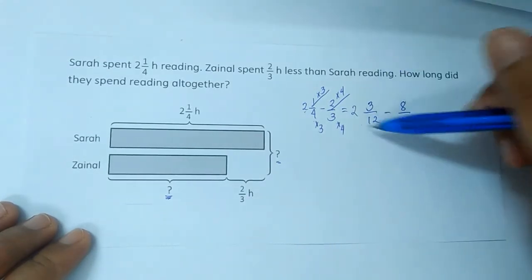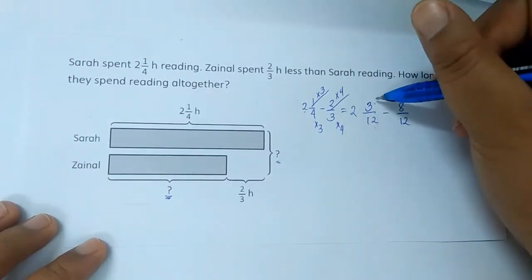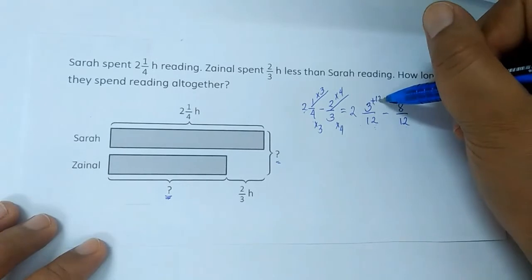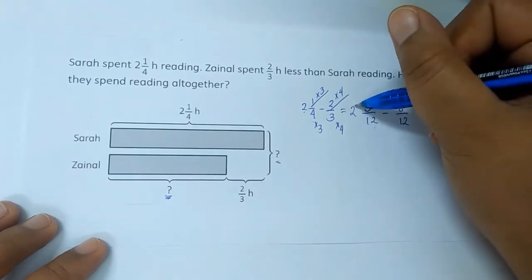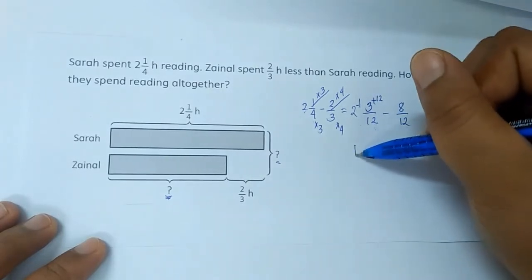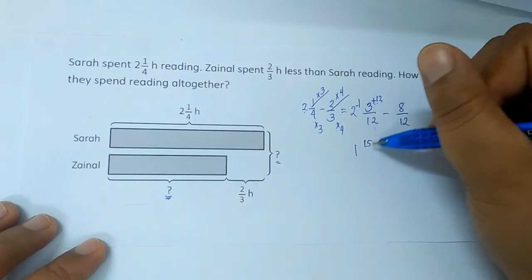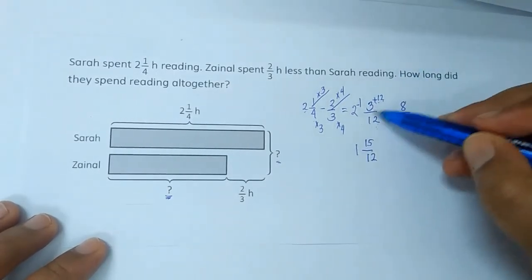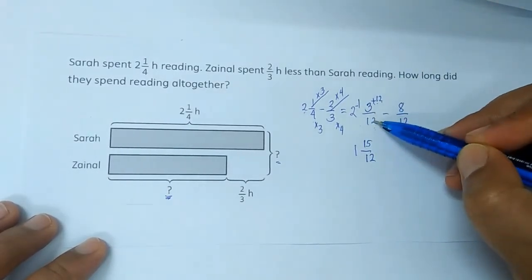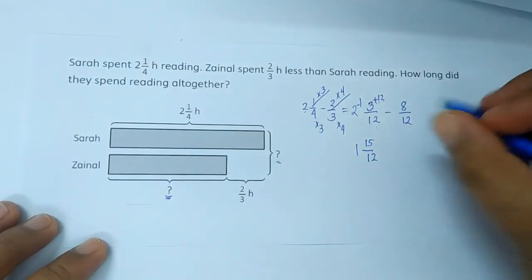Regroup the mixed number. How are we going to regroup? Add the denominator to the numerator, so we add 12 here. Then subtract 1 from the whole number. So 2 minus 1, we have 1. 3 plus 12 is 15 over 12. So 2 and 3 over 12, after we regroup, will be 1 and 15 over 12.